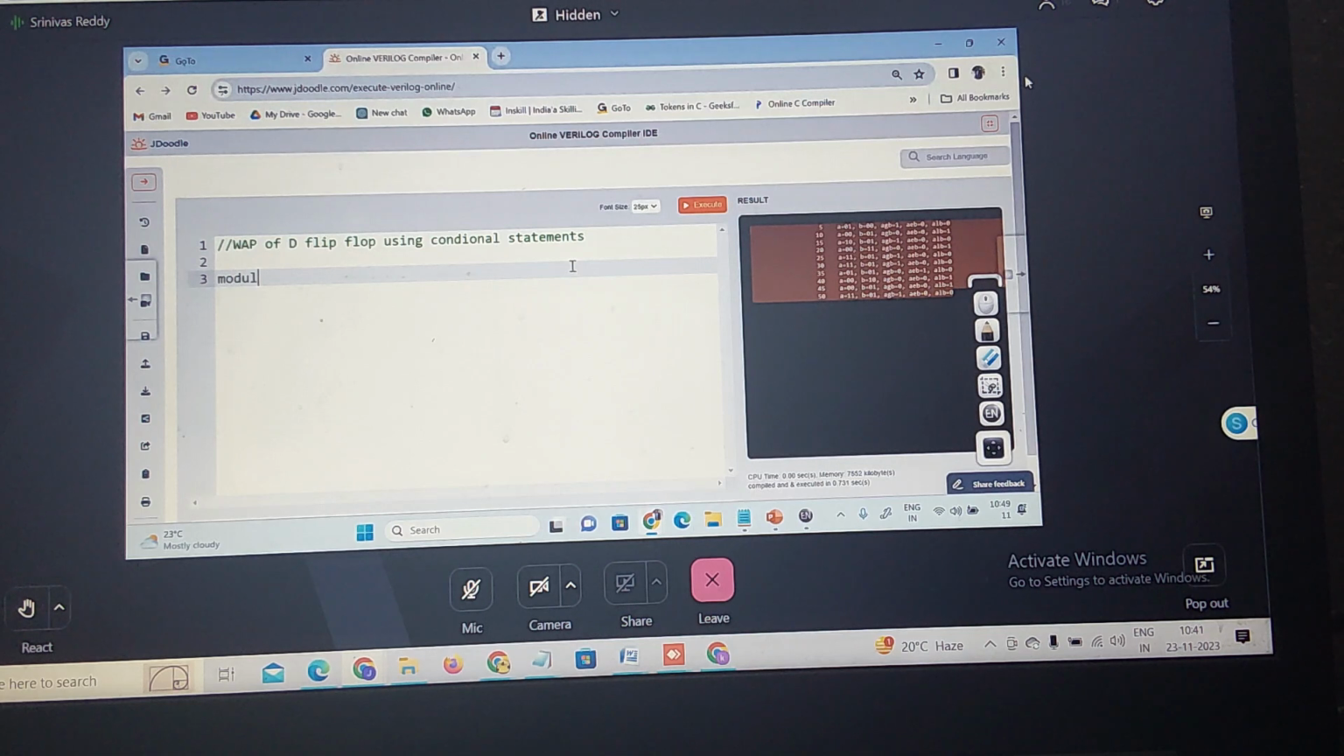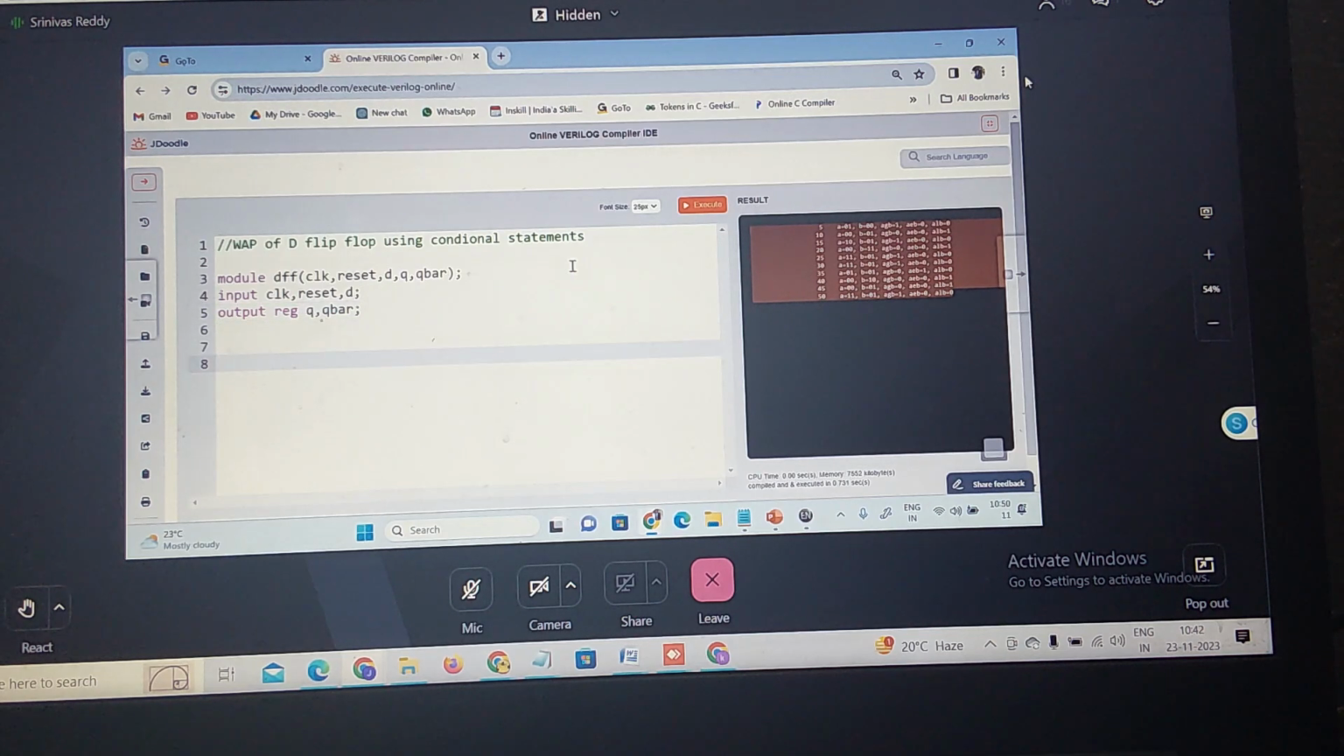So what are the inputs to this module? Selecting D flip-flop. Clock is one input, reset is one input, D is one input, and Q bar, I am writing Q bar like this. Then what I need to do? Input and output declaration. The inputs are clock, reset, D. Correct. Then the outputs are output reg Q comma Q bar. Correct. Next, what do I want to do?